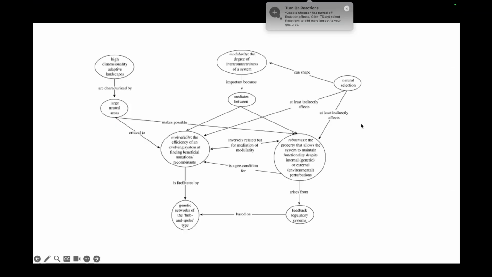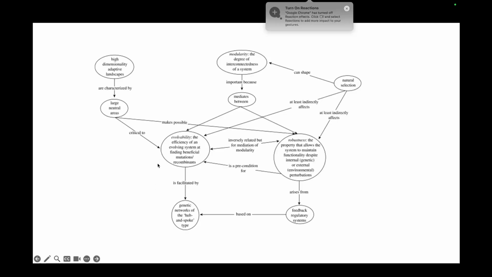Okay, so ultimately it comes down to this. You have high dimensionality adaptive landscapes, which are characterized by large neutral areas. If you consider this as a workflow, high dimensionality adaptive landscapes are characterized by large neutral areas. Large neutral areas mean a large number of nodes represented by genotypes which are point mutations compared to each other, and they produce a similar phenotype.